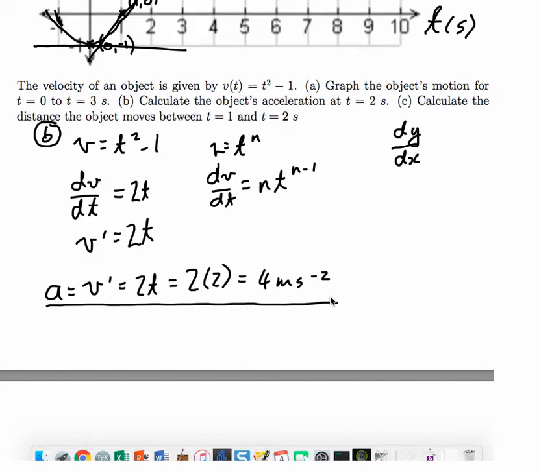Now, differentiating simple polynomials like this is relatively easy with the n t to the n minus 1 rule. But we can also differentiate trig expressions. The derivative of sine is cos and cos is minus sine, or is it the other way around? I always have to look that one up.